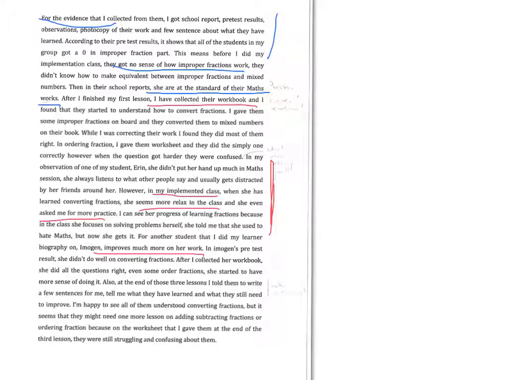Improves much more on her work. Again, I'm not sure what does that actually mean. In what areas has Imogen improved? She starts to get to that a little bit here. She started to have more sense of doing it. I'm not sure what that means. So, and again here, my student is saying at the end of this assessment, I asked them to write a few sentences to tell me what they've learnt. Where are the sentences? Again, no evidence is provided. And I think there's some minimal level of interpreting that sort of evidence.